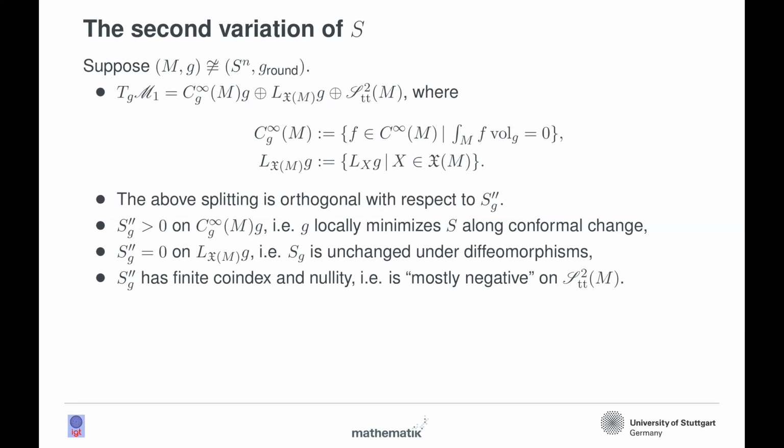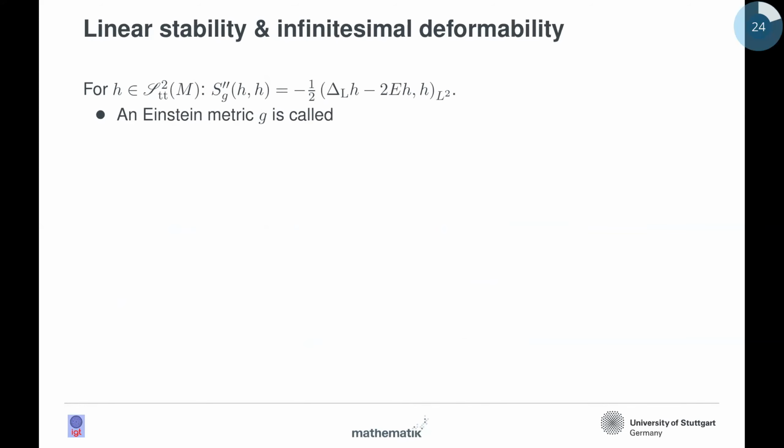And this is the interesting part, the space of tt-tensors. On this space, we can write down the second variation in a very nice way, and this is where the Lichnerowicz Laplacian appears. It's the L2 product of the Lichnerowicz Laplacian minus 2 times the Einstein constant. You see, the co-index and nullity of the second variation of the Einstein-Hilbert functional are directly related to the spectrum of our Lichnerowicz Laplacian. So what does stability mean now? Stability means that this is in fact negative, or equivalently, that the Lichnerowicz Laplacian is greater than 2e. We can talk about these upper and lower bounds because the Lichnerowicz Laplacian is a self-adjoint operator.